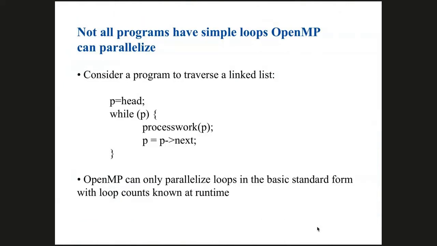Now, not all programs have a simple loop, and in that case the basic OpenMP cannot deal with those situations. Listed here is a program to traverse a linked list. The loop will be a while loop. In the while loop's case, OpenMP can only parallelize loops in a basic standard form with the loop count known at compile time. So how do we deal with this type of situation?